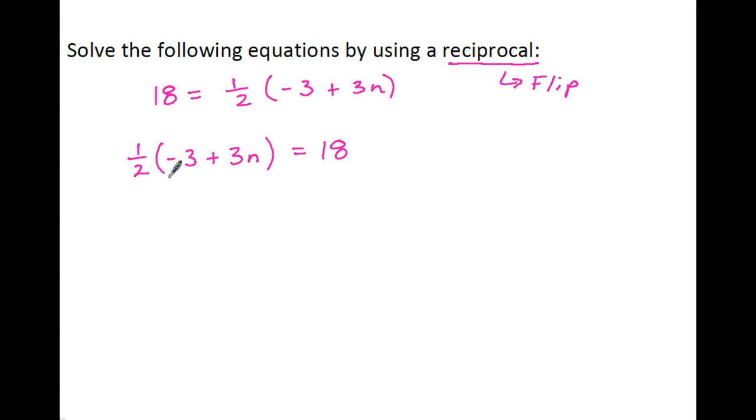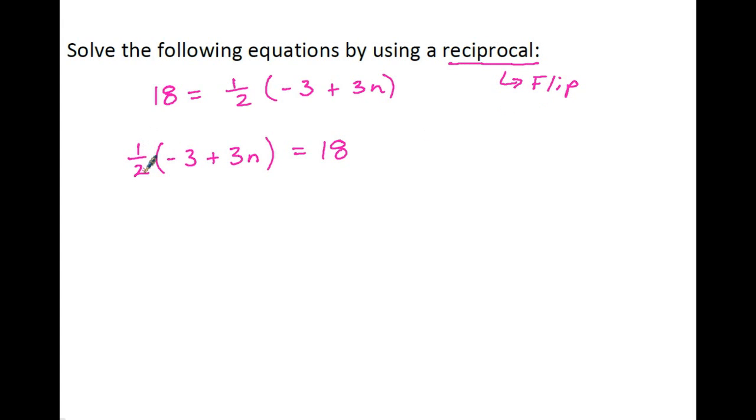Now some of you probably feel more comfortable looking at the half on this side. Whatever works for you, if this makes you feel more comfortable, then this is fine. I just wanted to show you how changing your left side of the equation to the right side and the right side to the left side doesn't make a difference. So we're going to go ahead and start by doing the reciprocal.